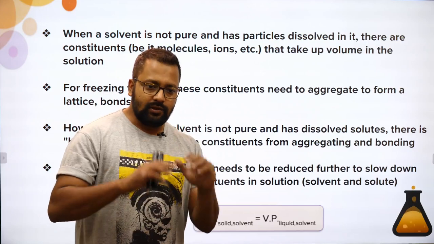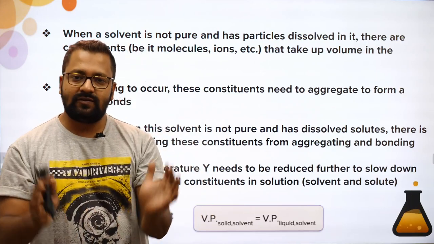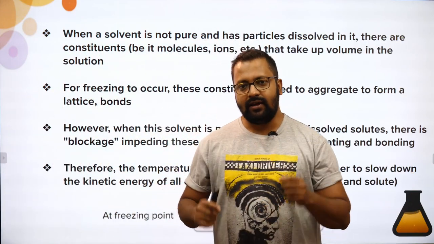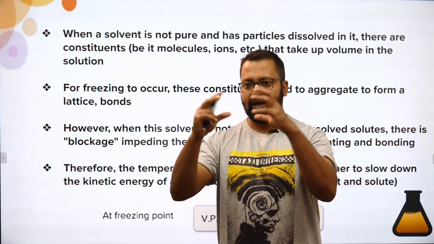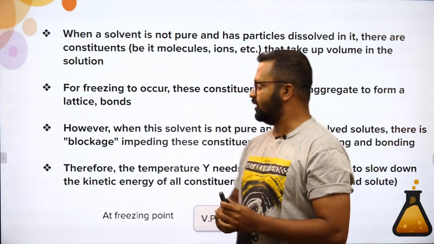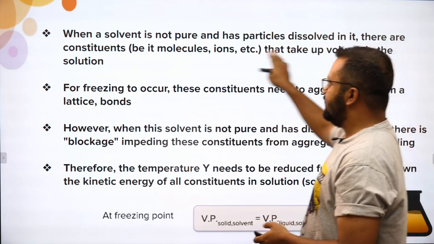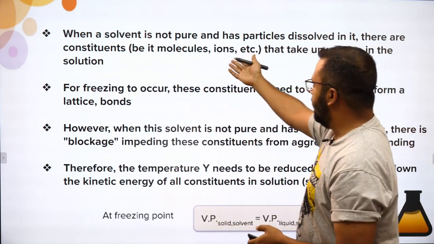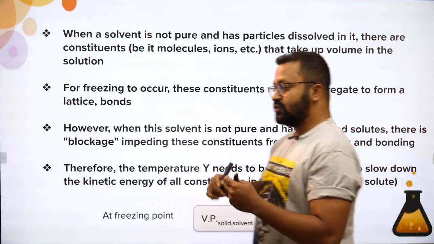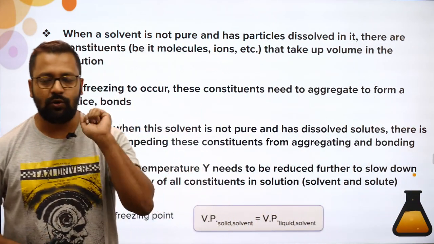Pure solvent molecules will try to organize themselves and acquire the solid state. Okay, ek particular crystal lattice form karne ki koshish karenge. So when a solvent is not pure and has particles dissolved in it, there are constituents, be it molecules or ions, that take up the volume of the solution. So solution mein aapne kuch solute dal diya.